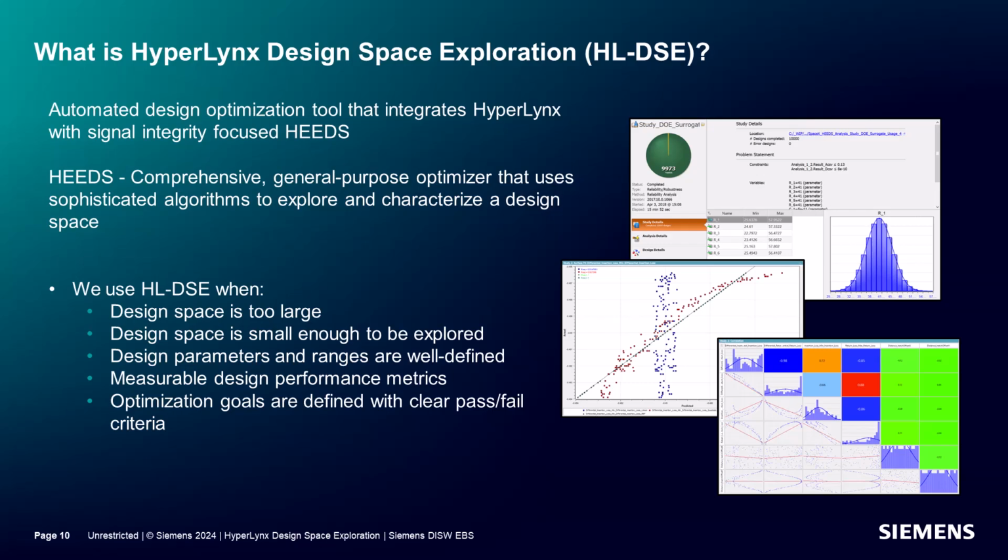Measurable performance metrics are necessary, so set responses that are critical to the optimization of a design or feature, like return loss, insertion loss, or impedance responses. And finally, you need to use HEEDS with a clear design goal in mind, like staying within plus or minus 10% of a target impedance, or minimizing the peak-to-peak impedance. Again, this is all based on your design optimization goals.